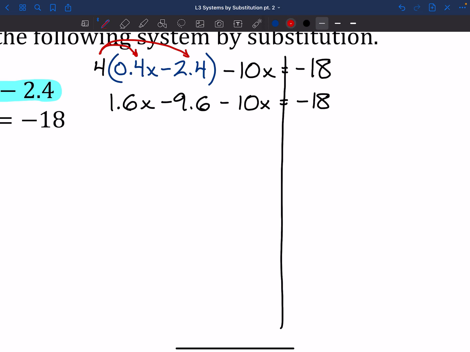After that, I've got some like terms on that left side. I've got 1.6x minus 10x. So if I have 1.6 minus 10, I'm going to end up at negative 8.4 x's. And again, everything else just comes down as it is. After that, I still need to get those x's by themselves. So I need to move that 9.6 to the other side.